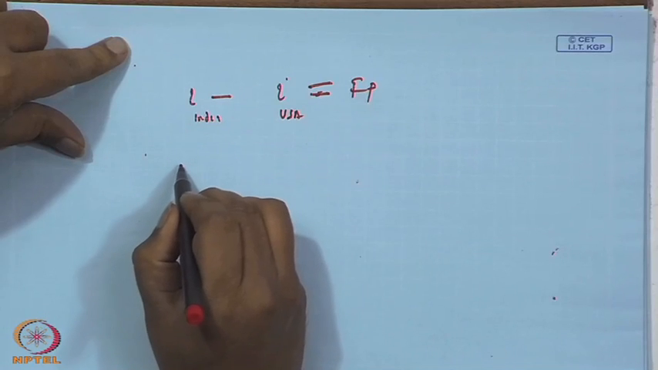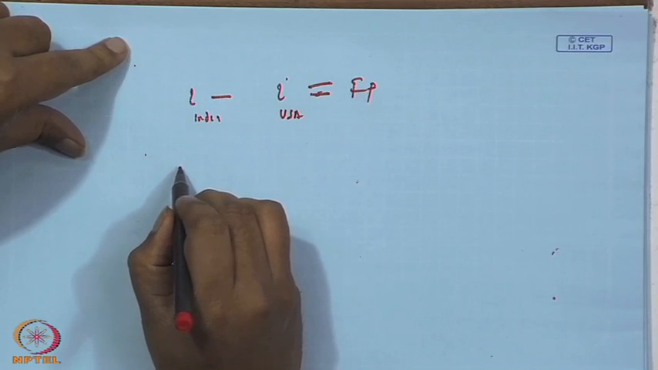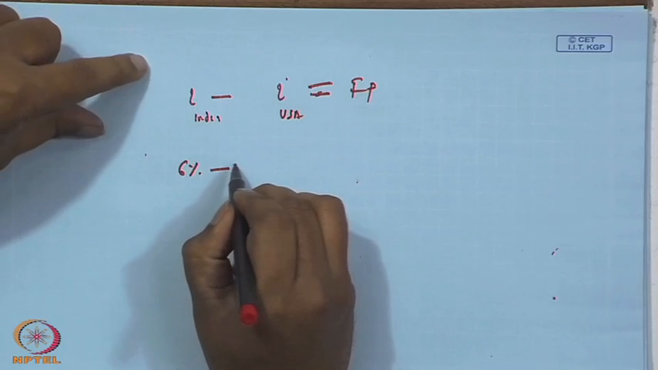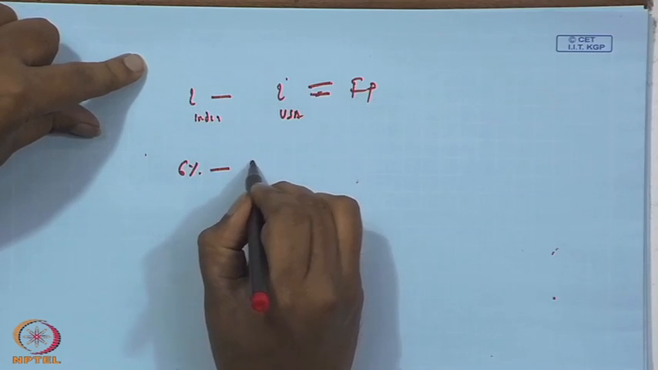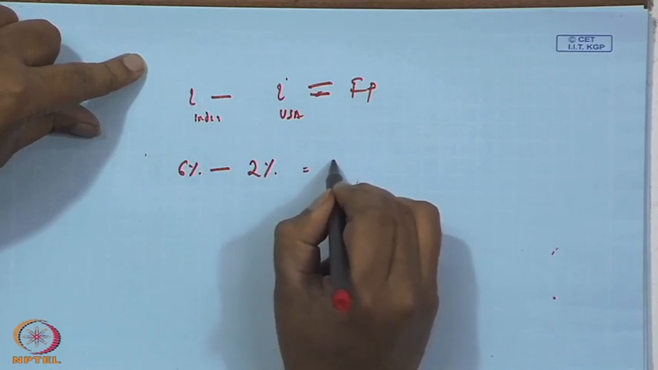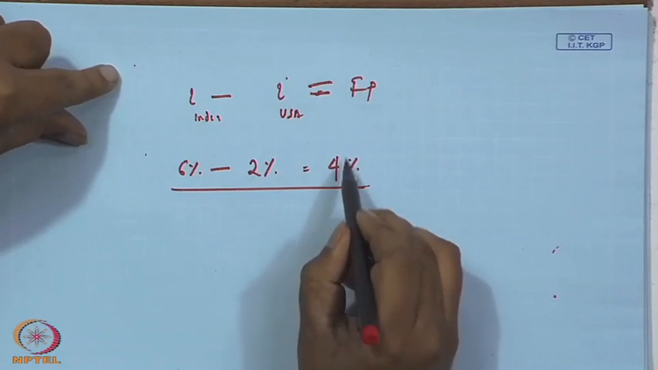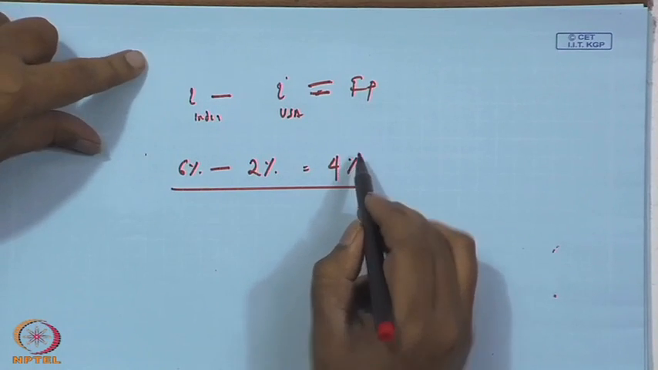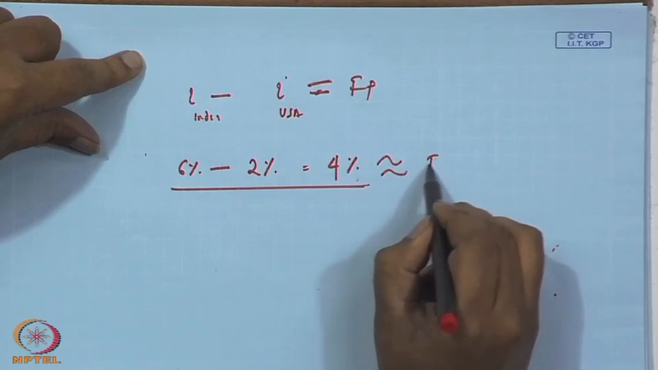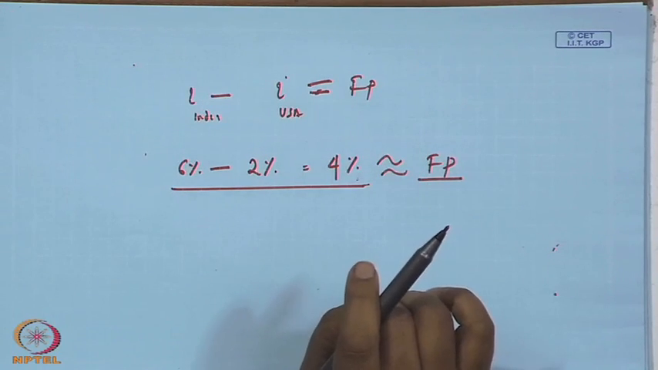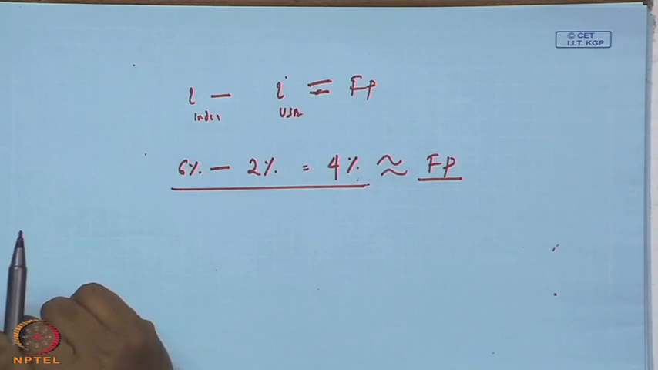Suppose at present the Indian short term interest rate is going around 6%, minus the US short term interest rate, which is going around 2%. There is a difference of 4%. If the 4% difference is equivalent to the forward premium, then there may not be any kind of arbitrage opportunity, and the two markets are integrated.